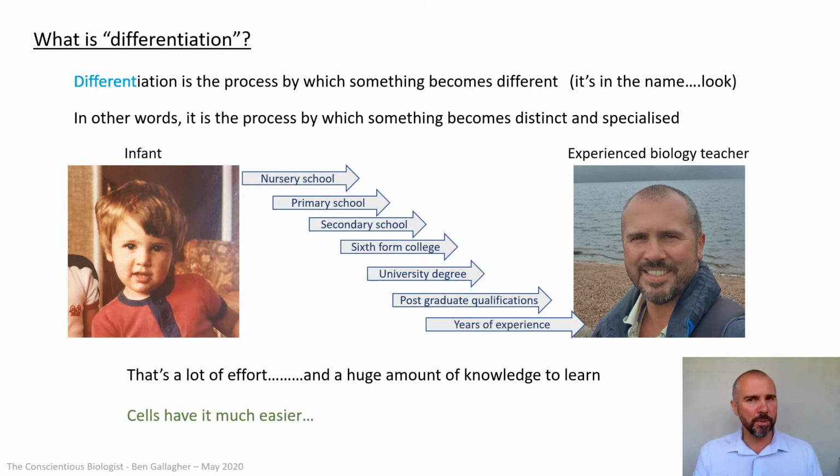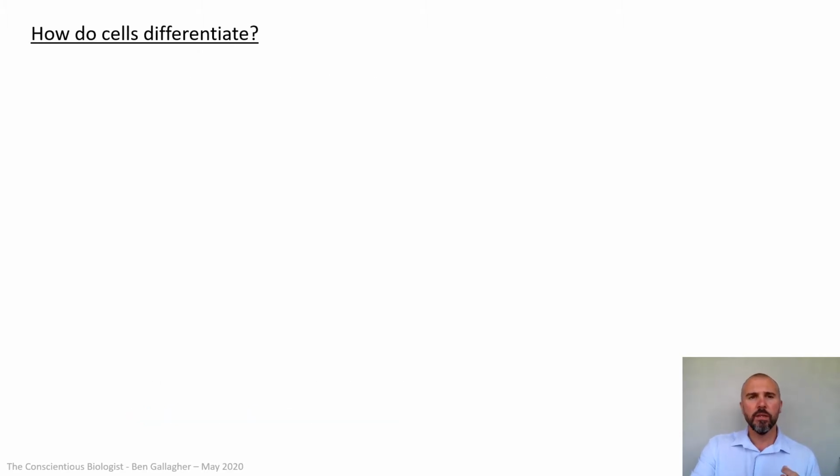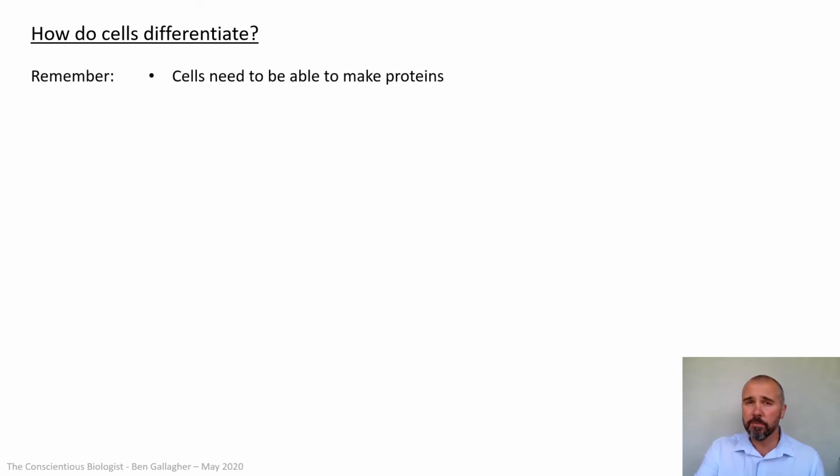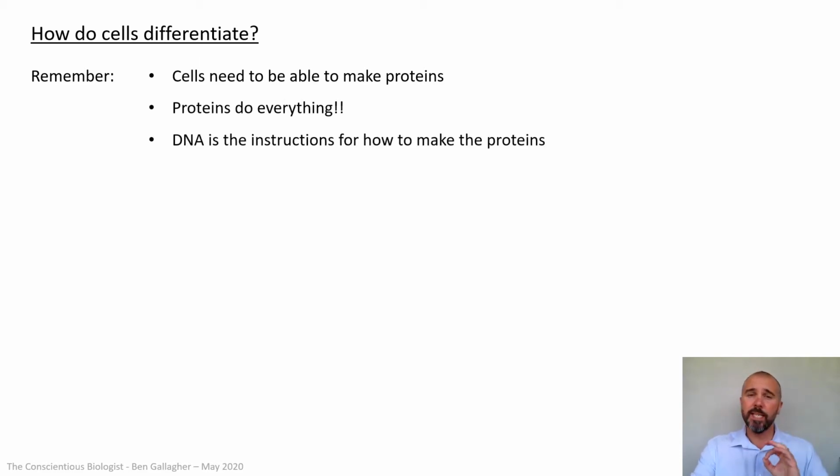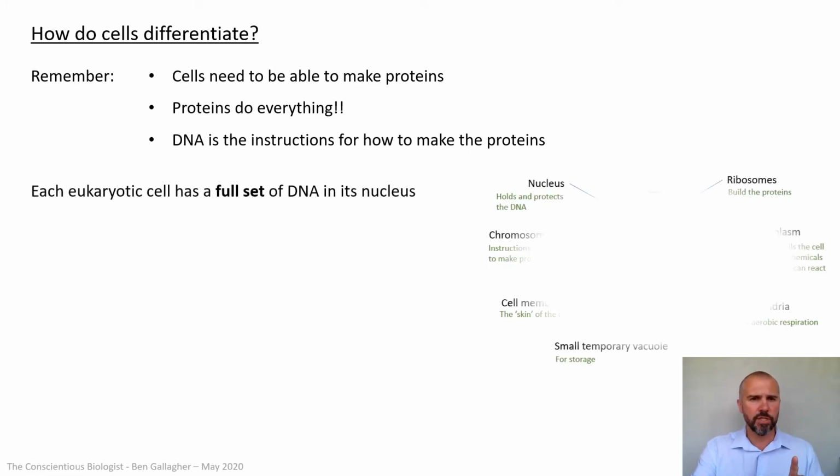Cells have it much easier. So this is where we need to flip our thinking. So how do cells differentiate? Well, they don't need to go to school to learn how to become a specialist cell. They need to do completely the opposite. So remember, cells need to be able to make proteins, and proteins do everything. DNA is the instructions for how to make proteins. Okay, so that's vital information and links up to this differentiation.